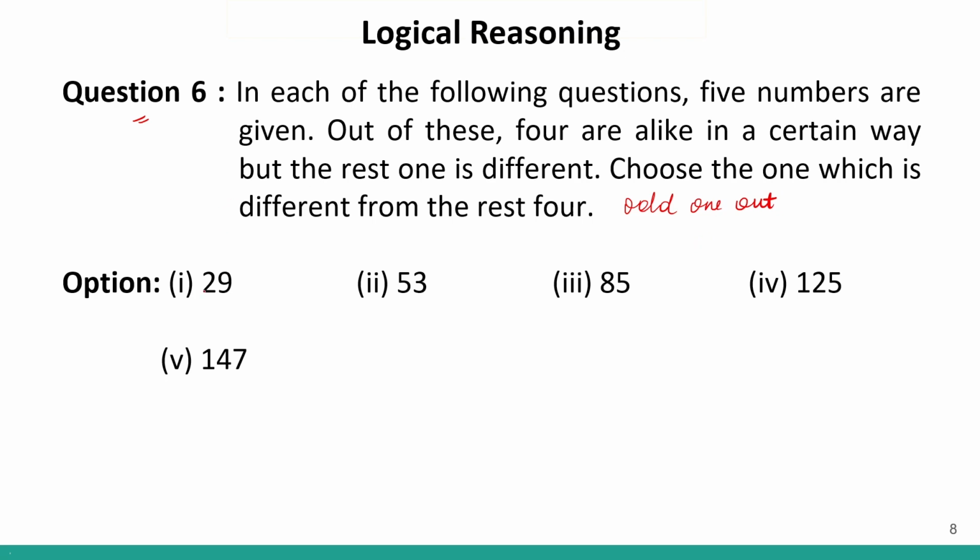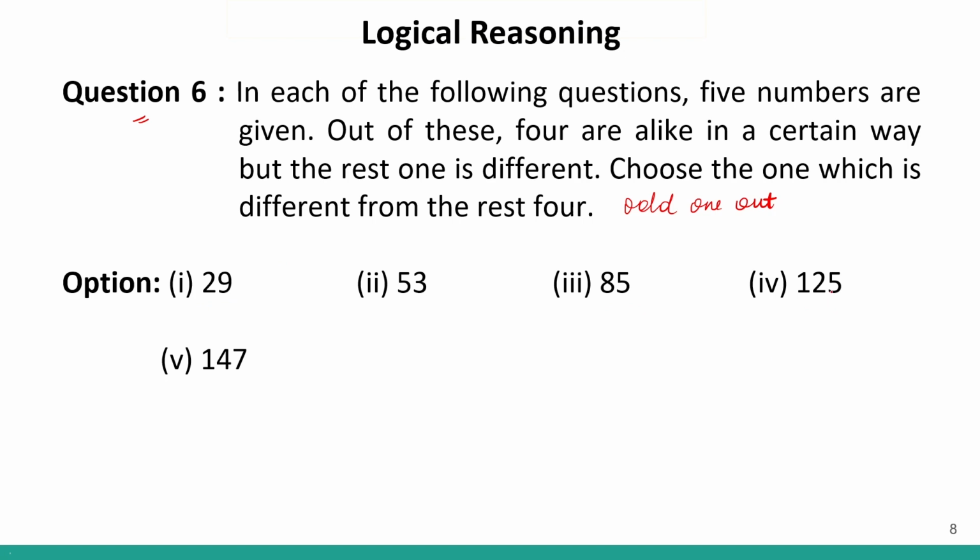Okay. So if I look at option number 1, option number 2, option number 3, option number 4, option number 5, I can see that all these are odd numbers. And if I try to make sense, I can see 85, 125, these are composite numbers, whereas 29 and 53 are prime numbers. Correct? So, I cannot make a logic.